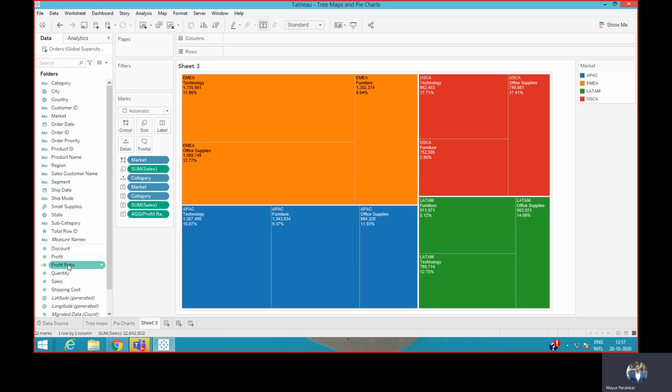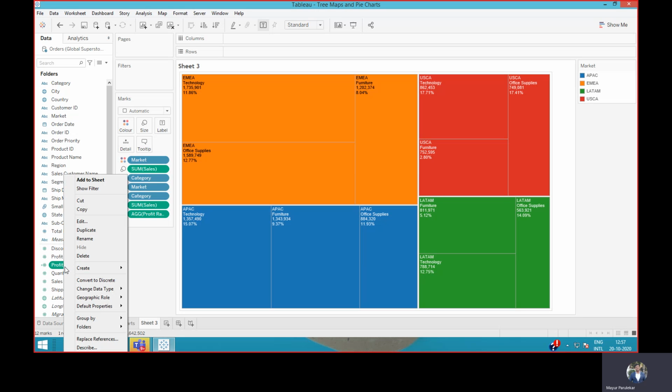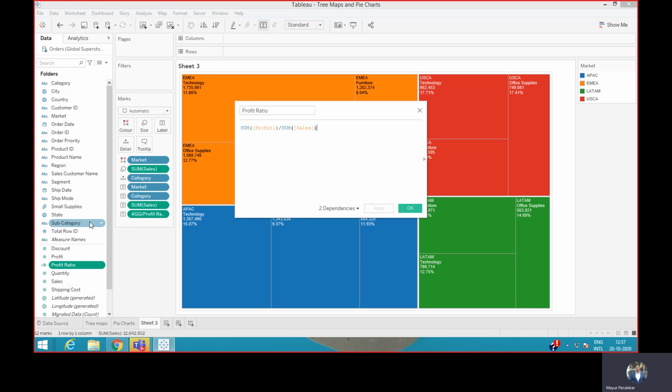So I created a calculated field. And this calculated field, if you see over here, this aggregation is a manual aggregation that has been done. And I'll show you what is the calculation that went ahead over here. I'm just going to do a right click and edit that calculation. Now, if you see over here, I've taken profit ratio as what? Sum of profit by sum of sales.